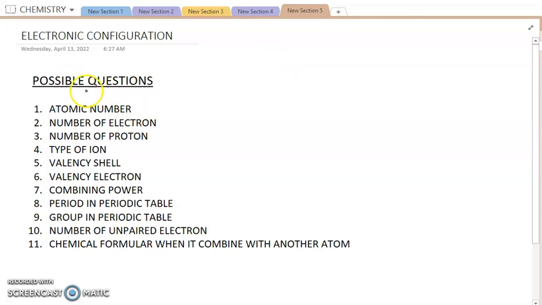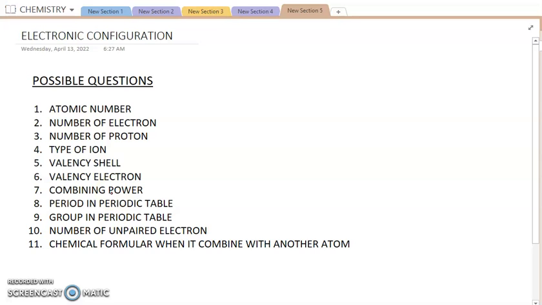I've tagged possible questions. Just by giving you the electronic configuration of an element, examiners can ask you the atomic number of that element. Examiners can ask you the number of electrons in that element. The examiner can ask you the number of protons in that element. Examiner can ask you the type of ion in that element. Examiner can ask you the valency shell. Examiner can ask you the valency electrons.